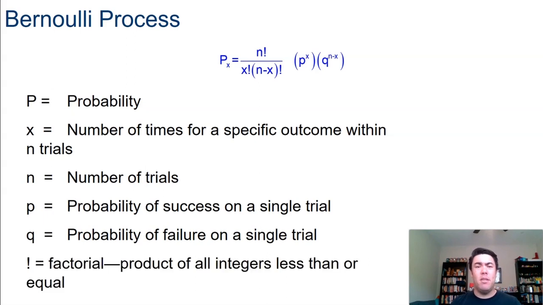And the exclamation point is the factorial, which is the product of all the integers less than or equal to that number. So if we had 5 factorial, it would be 5 times 4 times 3 times 2 times 1, which would equal 120. All of this equals n choose x, which is the number of distinct groups of x things that can be chosen from n distinct things. It's a combination. Most scientific and graphing calculators have a factorial key and an n choose x key. Both functions can be found in the probability menu on most graphing calculators.